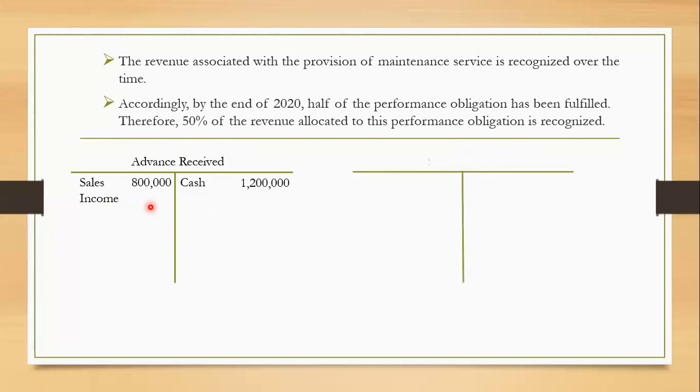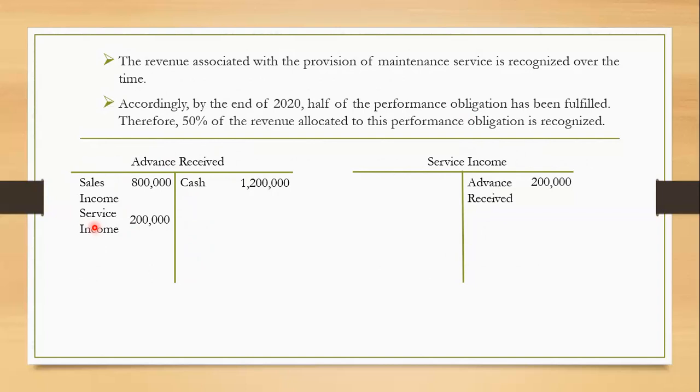How we are going to recognize it? For that, we are taking an account called service income. How we are going to recognize the revenue? We are debiting the revenue. So we are debiting the advance received account by 200,000, which is the revenue associated with the first year maintenance service, and we are crediting the service income account.